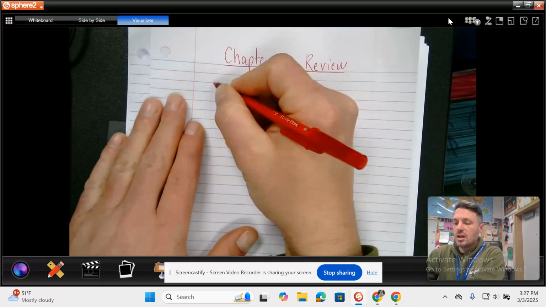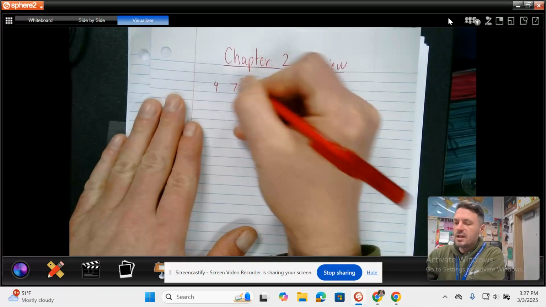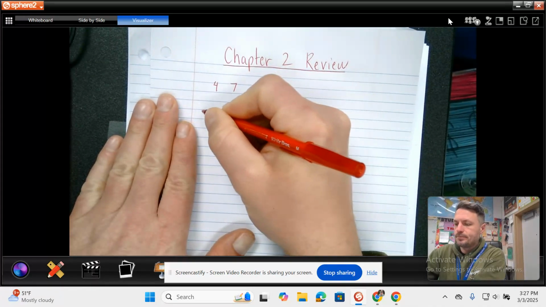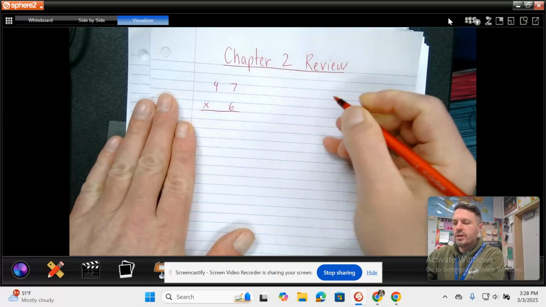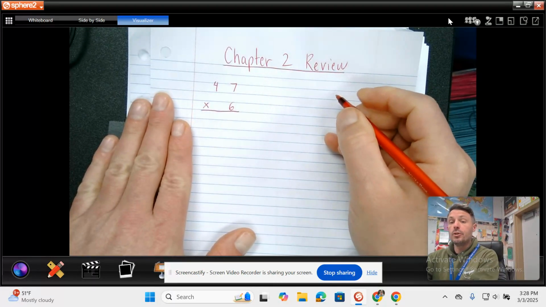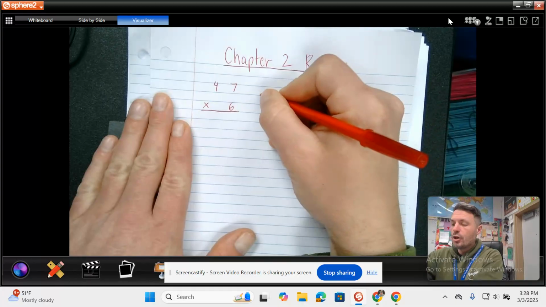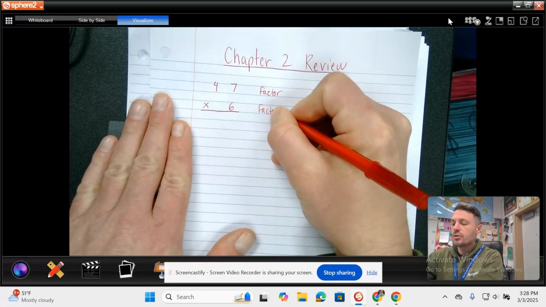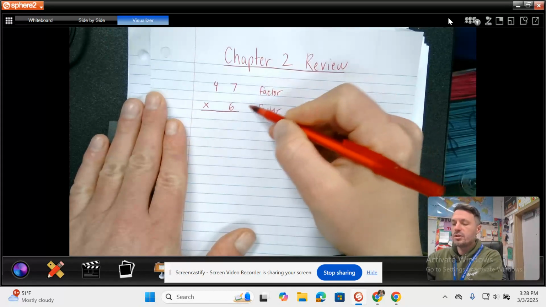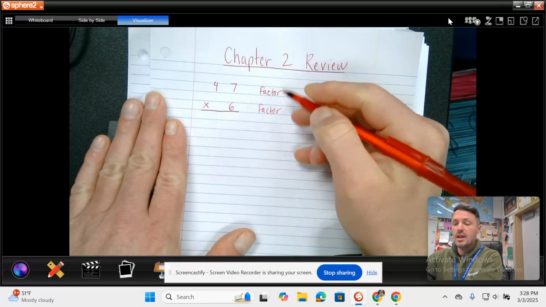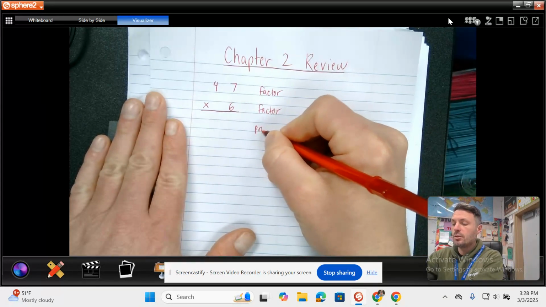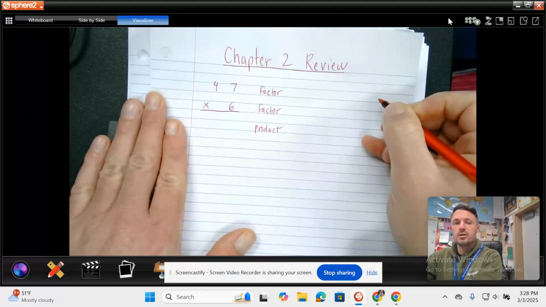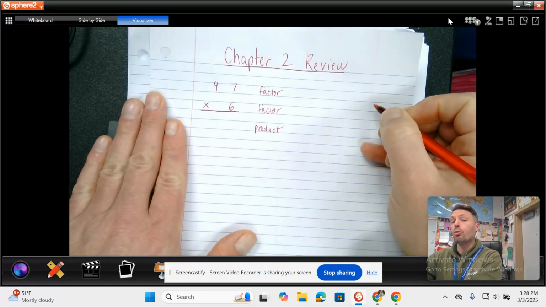So for our first example, let's write 47 times 6. Now, before we get started on this, let's remember that when we're multiplying two numbers together, both of the numbers being multiplied are called factors. So here 47 is a factor and 6 is a factor, and the answer to a multiplication problem is called the product. So it's factor times factor equals product.